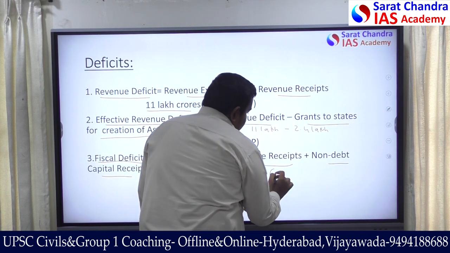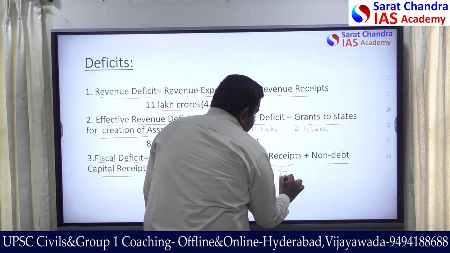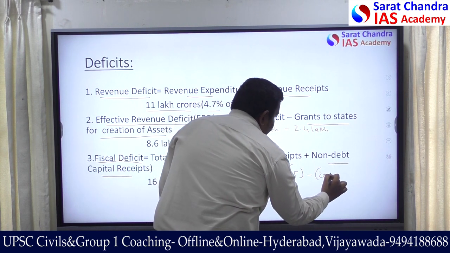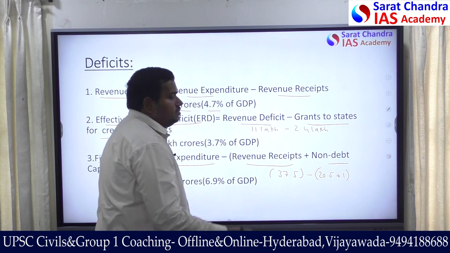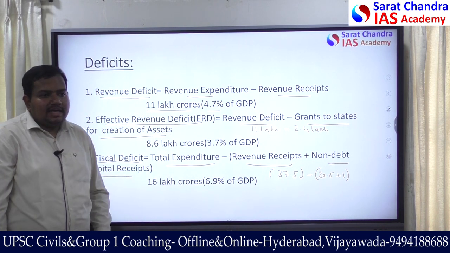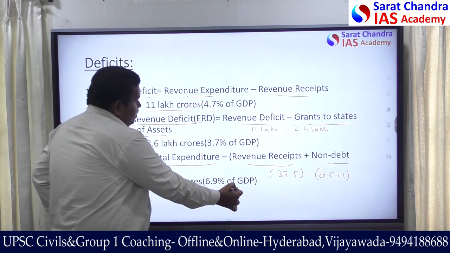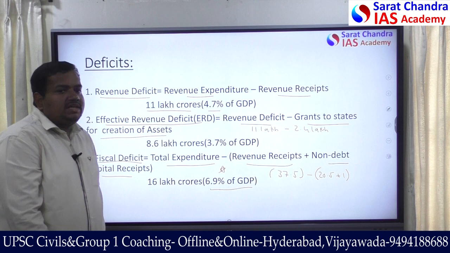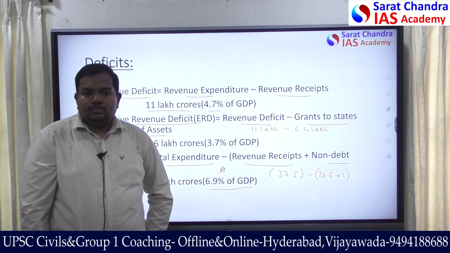So, 37.5 minus 20.5 plus 1. And they got the fiscal deficit. So, how much is it? 16 lakh crore. This percentage you need to remember. 6.9% of the GDP. Okay.